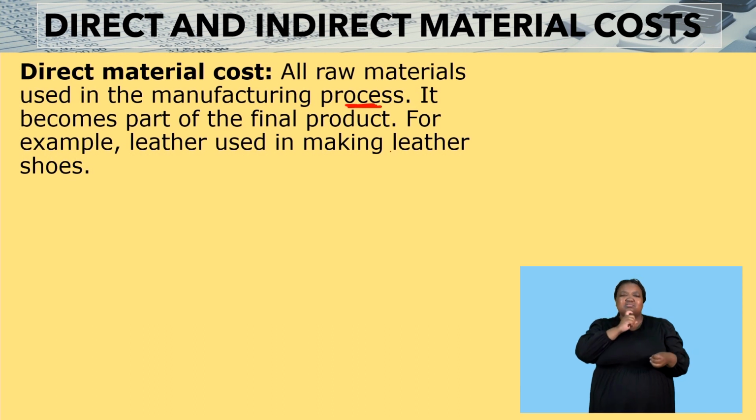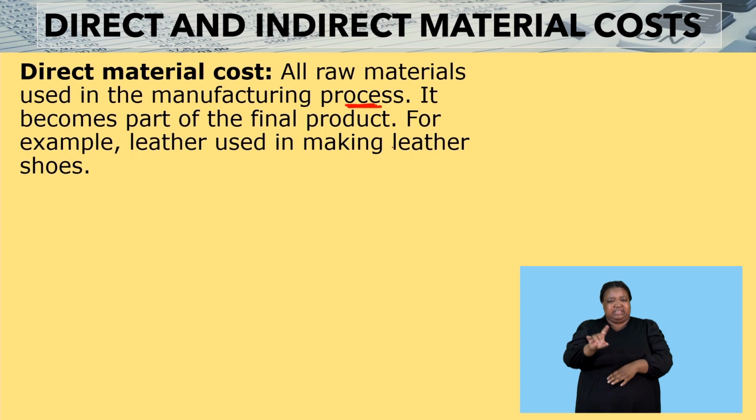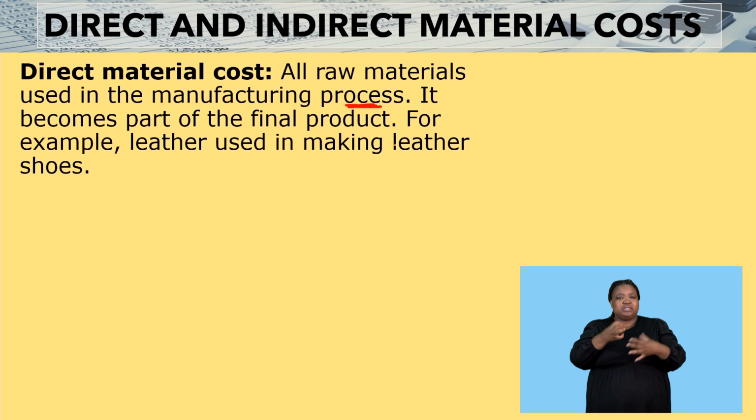So you have to know that when we are producing goods, we need raw materials. And we have what are known as direct raw materials. So these are raw materials that are used in producing the units that we are producing. It becomes part of the final product. In other words, these raw materials get into the final product.